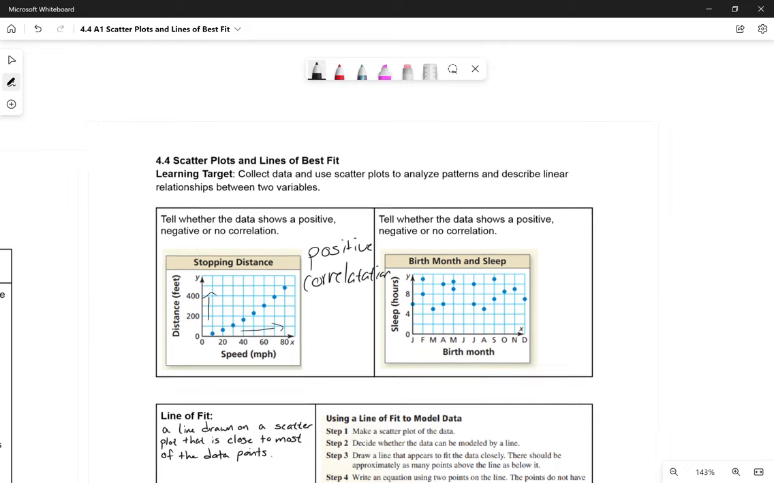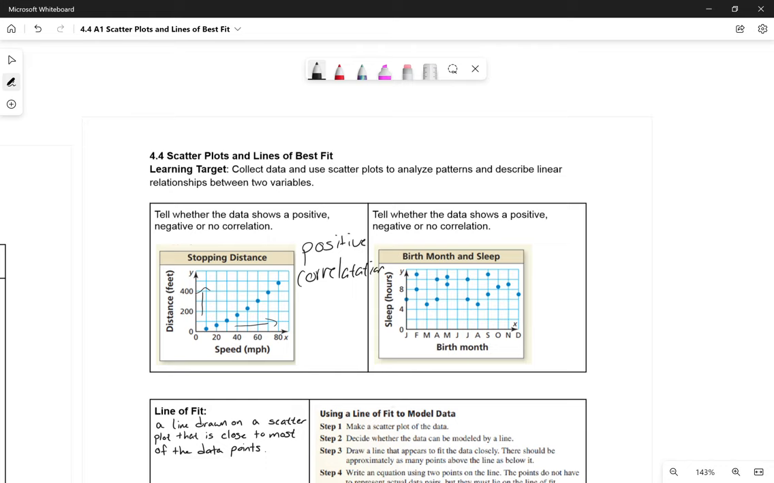And if we look at our next example, we're going to take a look to see if there's any correlation between birth month, the month you're born in, and how many hours of sleep you get each night. So if we look at our x-axis, it is labeled with all the months in a year. And on our y-axis, it talks about how much sleep on average these people born in this month get.